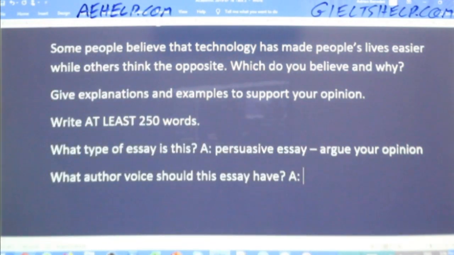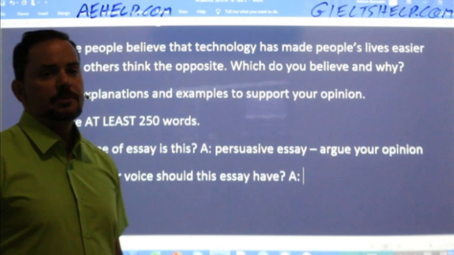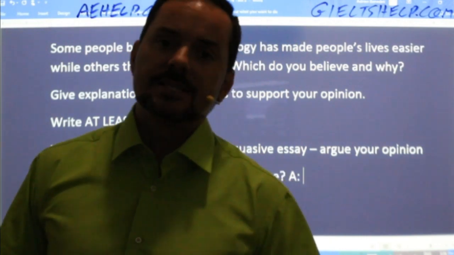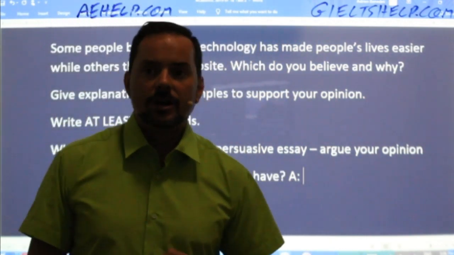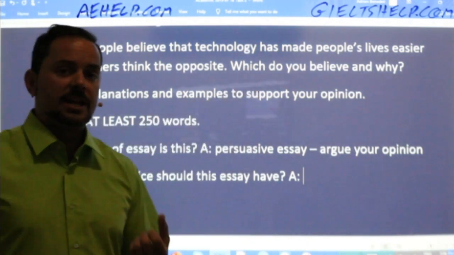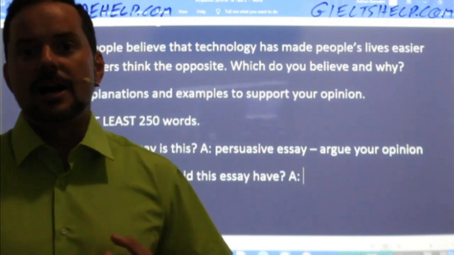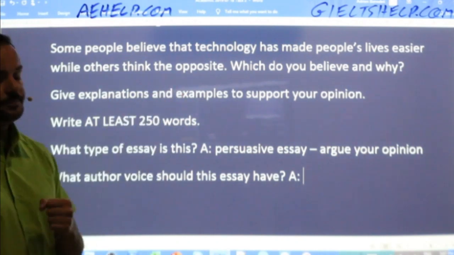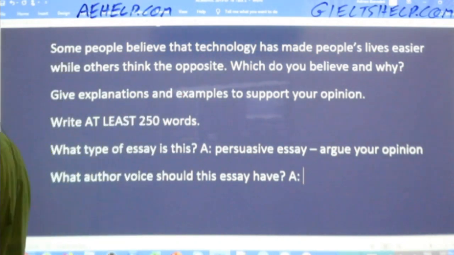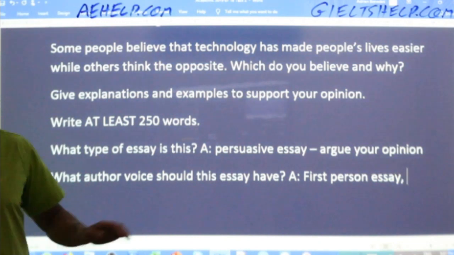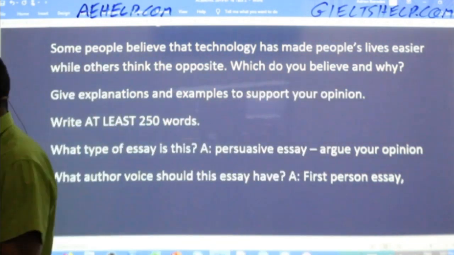Most importantly, if you choose a first-person essay, students, if you go with I believe in your thesis, then you have a first-person essay. You should show that in every part of the essay. If you choose a third-person essay, then do not include any personal pronouns like I, we, you, us, anything like that, okay? So choose the voice and stick with it. Let's call this one a first-person essay, simply because it says, which do you believe and why?